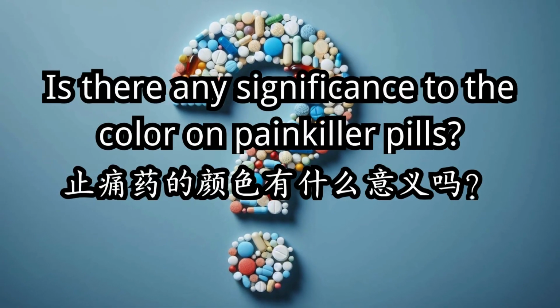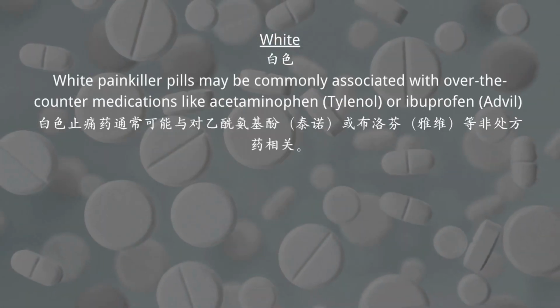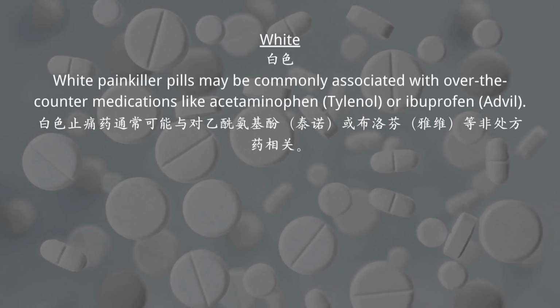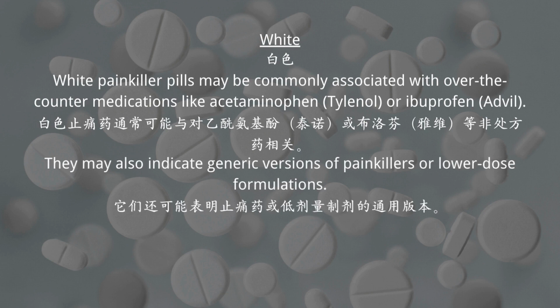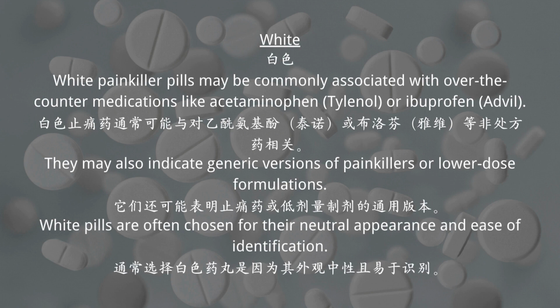Is there any significance to the color on painkiller pills? White painkiller pills may be commonly associated with over-the-counter medications like acetaminophen (Tylenol) or ibuprofen (Advil). They may also indicate generic versions of painkillers or lower-dose formulations. White pills are often chosen for their neutral appearance and ease of identification.